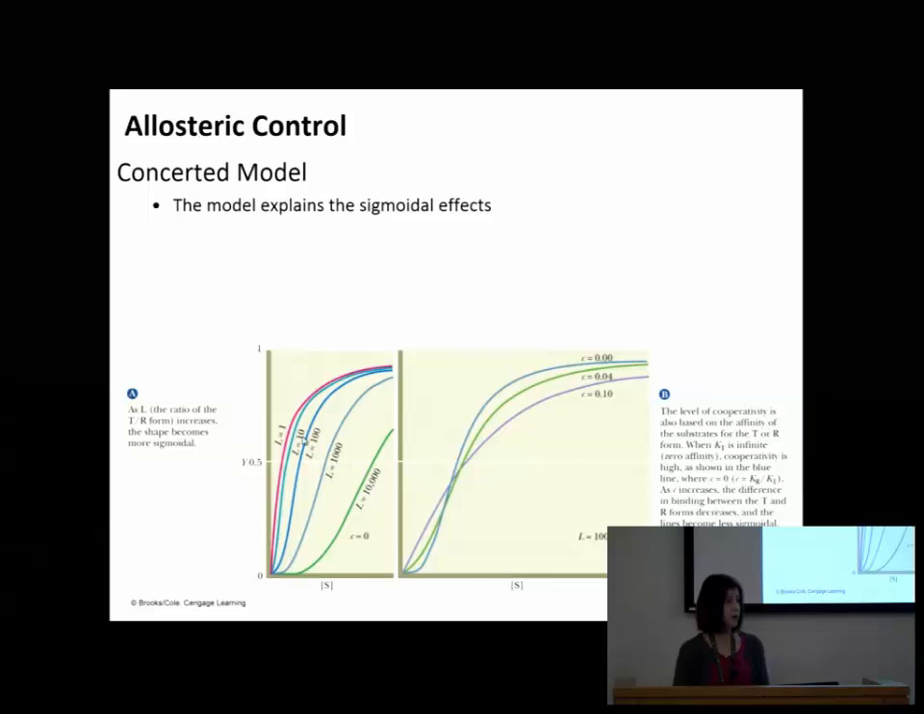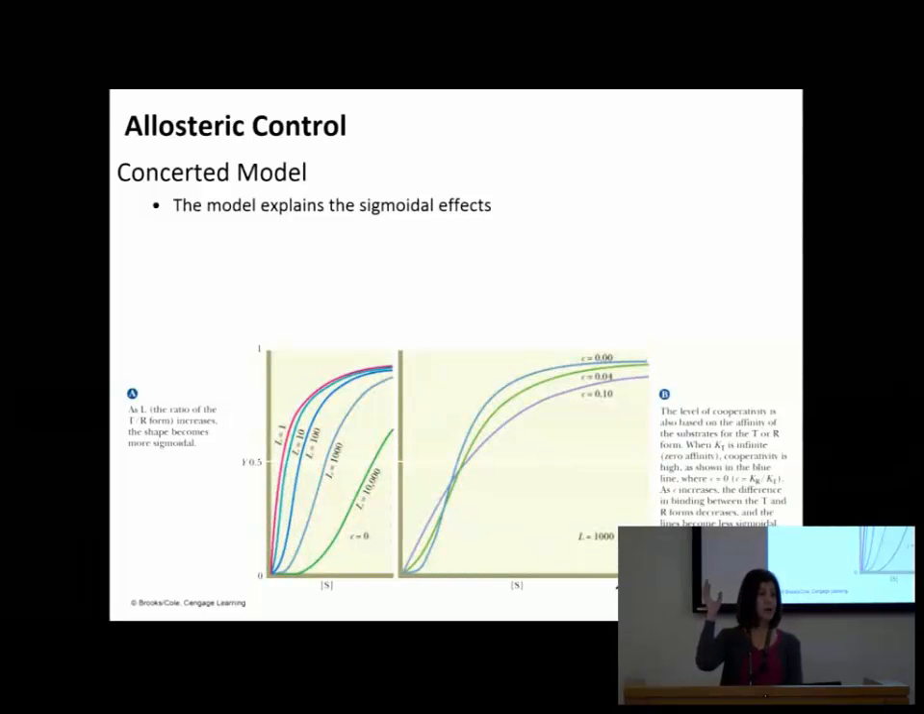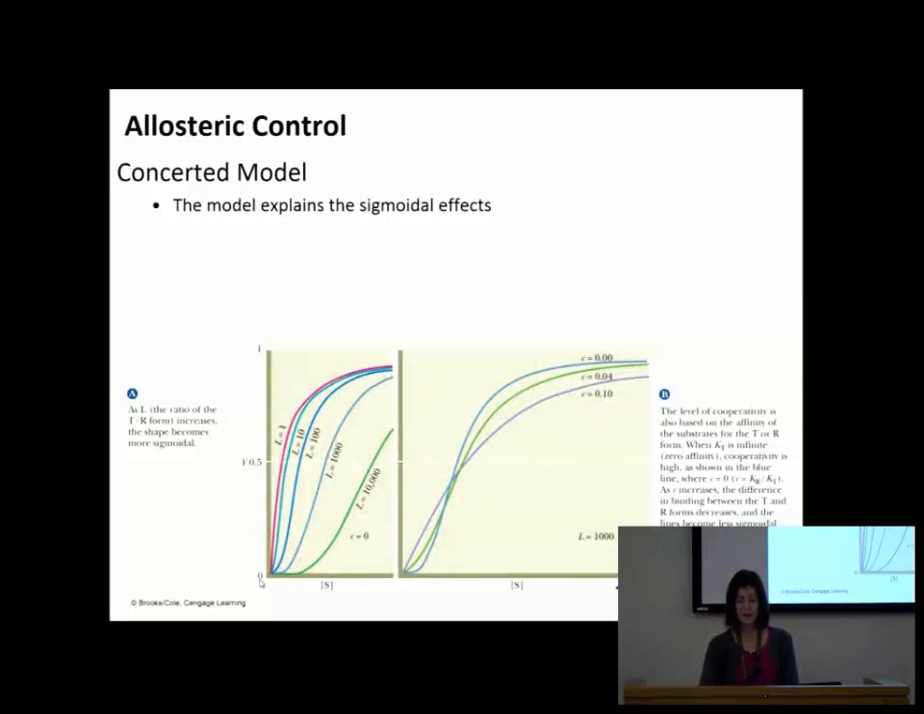An equilibrium constant is the concentration of the products over the reactants. So if L is 1, then we have equal amounts of the taut and relaxed state. So if you notice the shape of the pink, there is no hard binding, because there's plenty of our enzymes that are easy binding, the relaxed state.